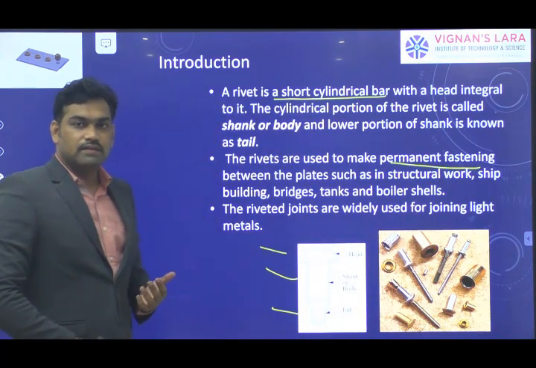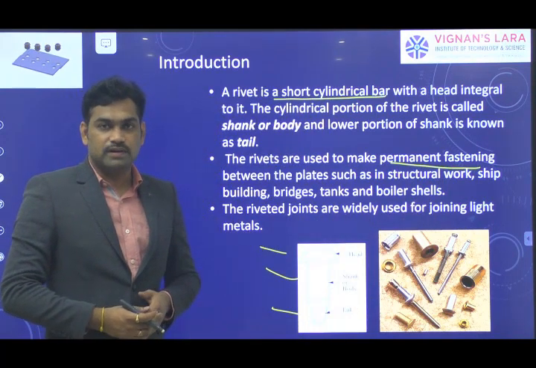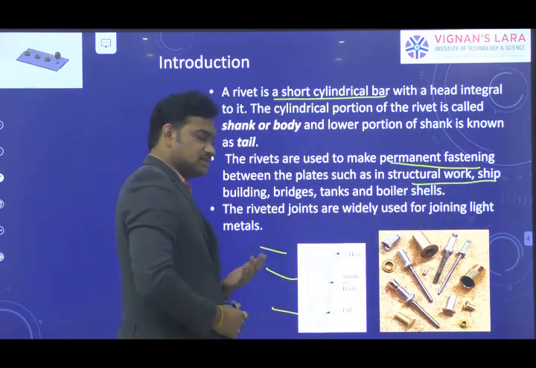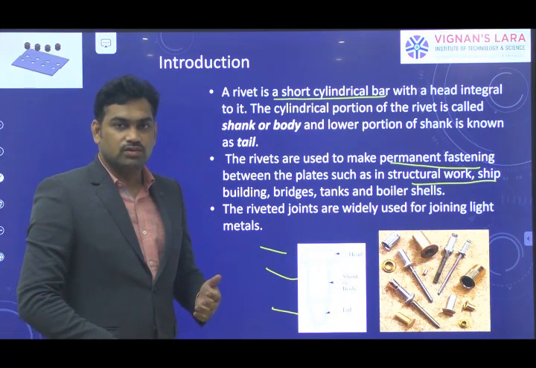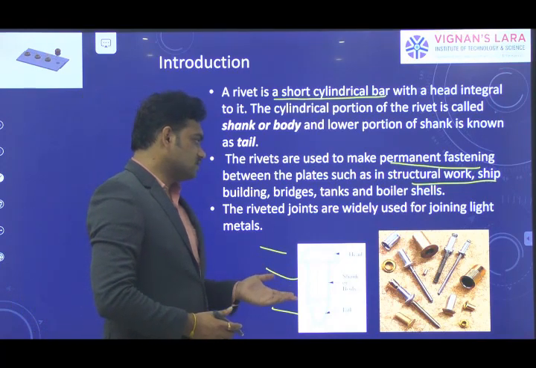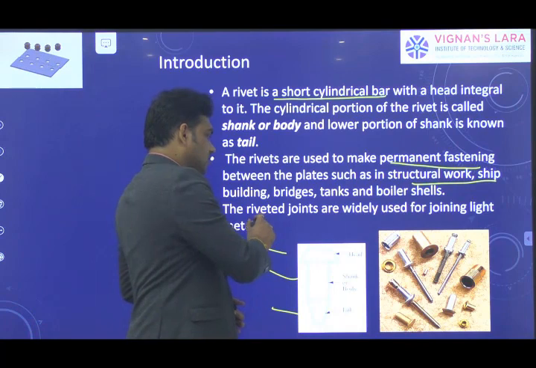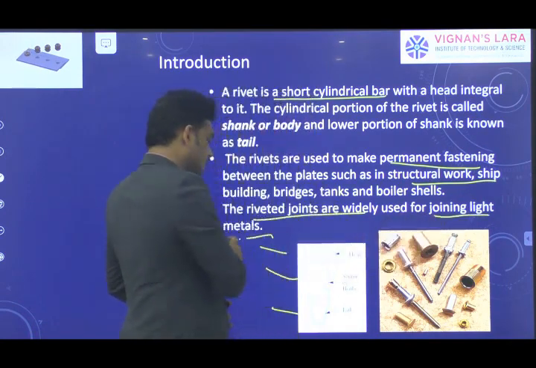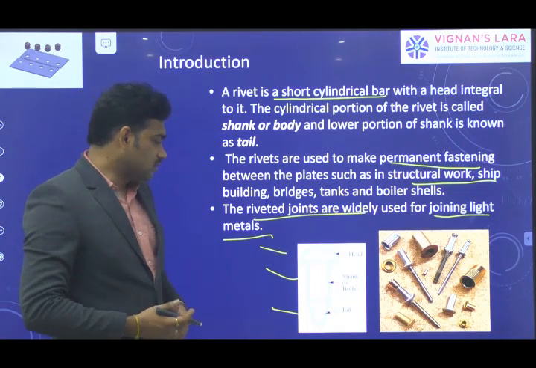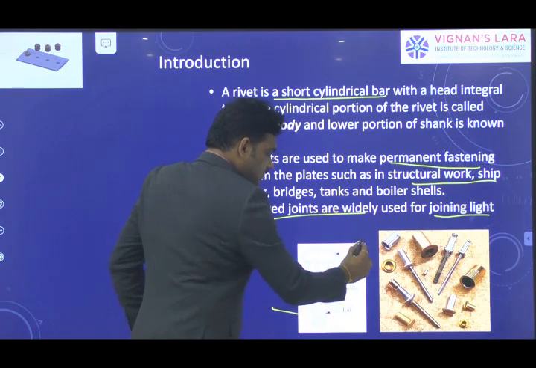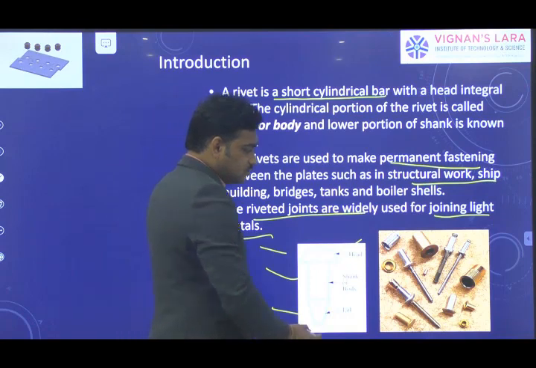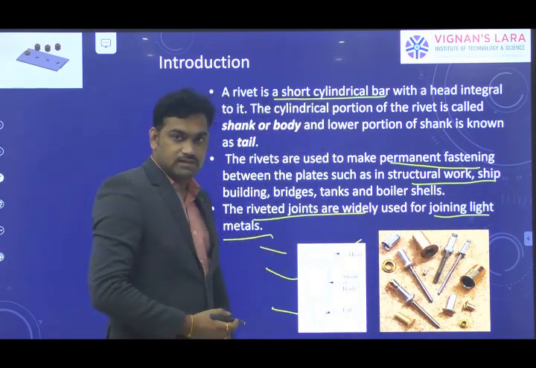These rivets can be used for different structural applications, such as in the building of ships, trusses, bridges or pressure vessels. In many applications we can go with these kinds of riveted joints, which are widely used for joining light metals. These joints can be formed under external load. You can observe the head of the rivet, the body or shank, and the tail portion, and different forms of rivets in the diagram.